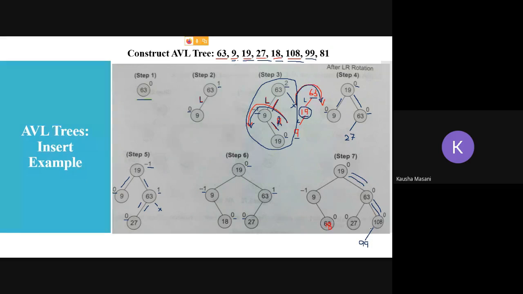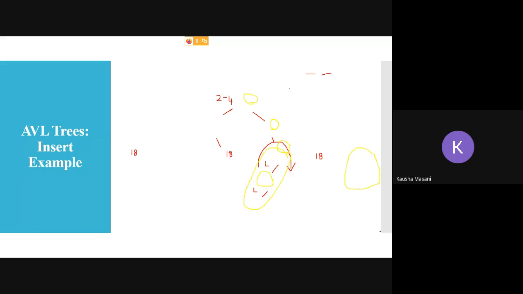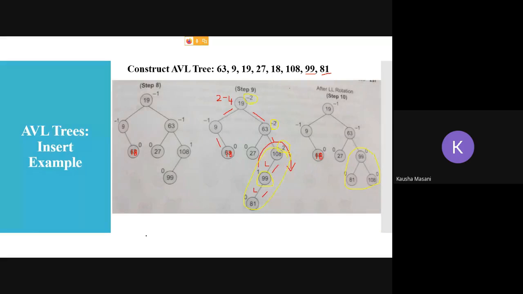When you calculate the balance factor, obviously it is going to need the rotation. Because see, at 99 it is 0, it is 1 here. Then again at 0, 0, so no need of rotation till here, because everything is balanced, everything is within the range. Fine, then go for 81.